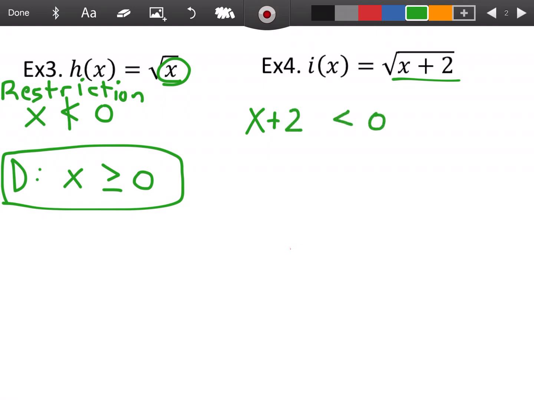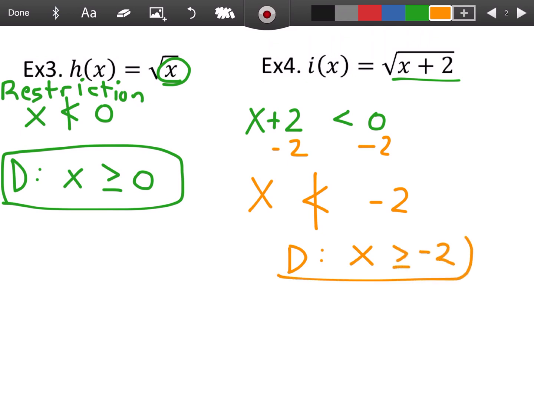In the same way, that stuff underneath the radical, x plus 2, cannot be less than 0. If we solve that, we would subtract 2, and so we get x cannot be less than negative 2. So we can just put a slash through that saying not less than negative 2. So this means our domain is all the numbers to the right of negative 2, including negative 2. If we put negative 2 into that, we get the square root of 0, which is fine. And then any number greater than negative 2 makes that number underneath the radical positive.